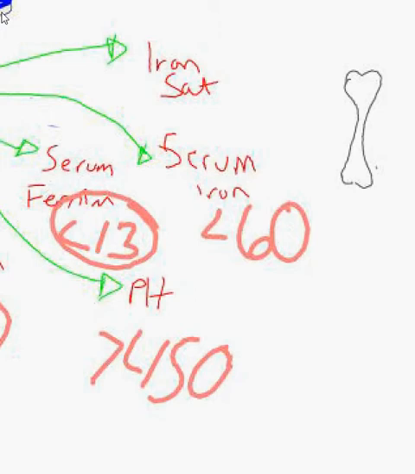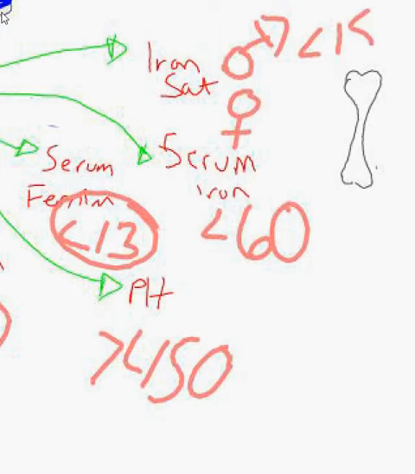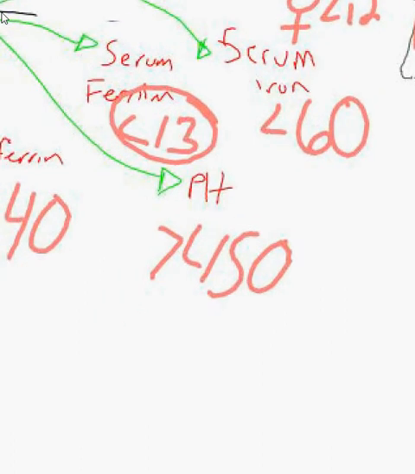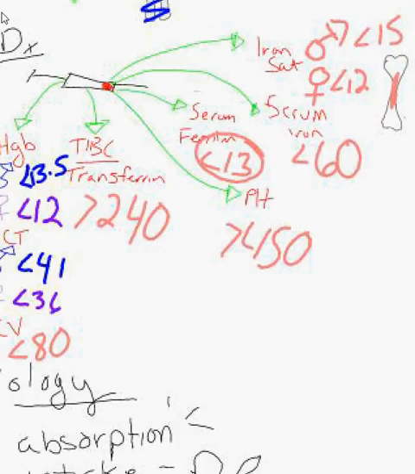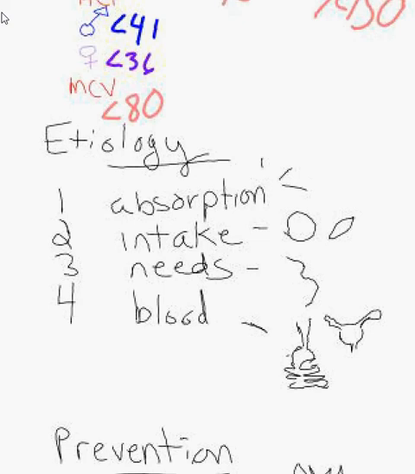Serum iron is going to be less than 60, and iron saturation is different between males and females. Iron saturation is going to be less than 15 in males and less than 12 in females. If we really can't figure out what's going on, we can look right at the bone marrow, where all the action is happening and the iron is being put into baby red blood cells.